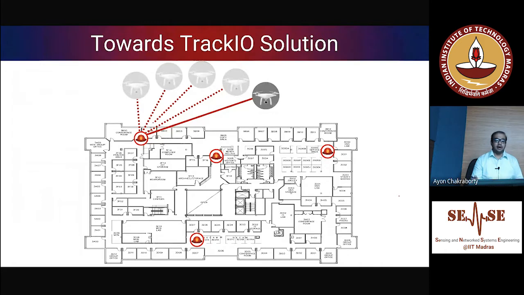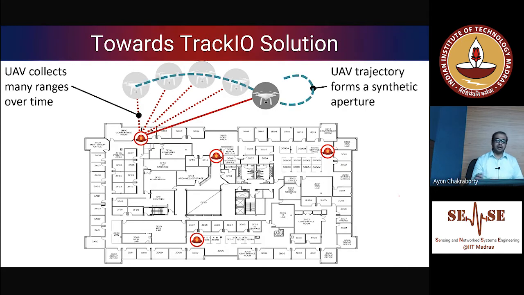So the drone actually behaves as a mobile anchor. The UAV is going to collect as many ranges as possible over time for all the nodes. I'm just going to show you the example using one node, but it applies to all mobile nodes. So the UAV collects many ranges over time, and the trajectory is basically forming something known as a synthetic aperture, because it's not coexisting in real time. It's a temporal aperture, right?